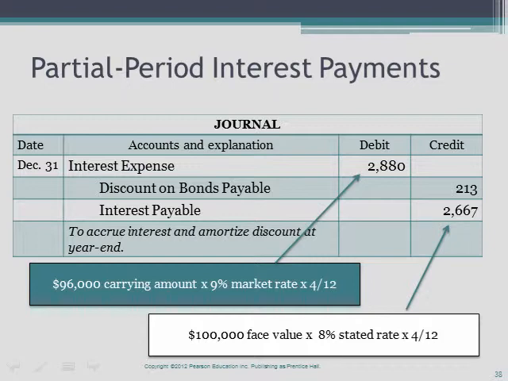To illustrate, assume a company issues $100,000 in bonds. They're 10-year bonds with 8% coupon rates, and they're issued on August 31st at 96 when the market rate was 9%. The bonds pay semi-annual interest on February 28th and August 31st each year. On December 31, 4 months of interest must be accrued. And so we see that entry here, and we see the calculation of it.